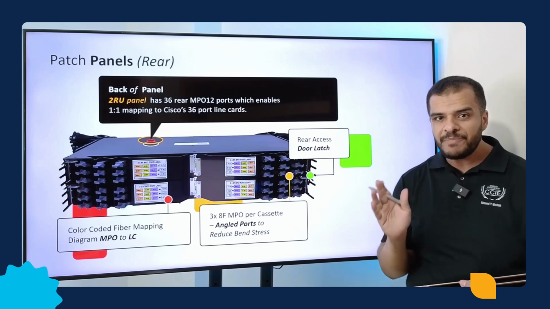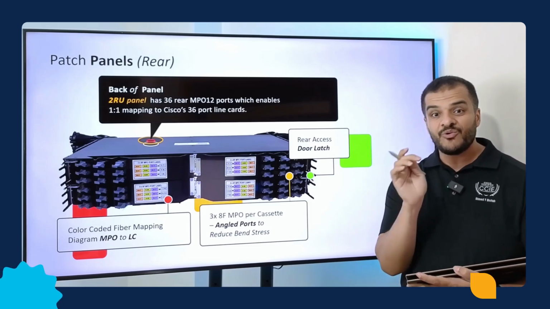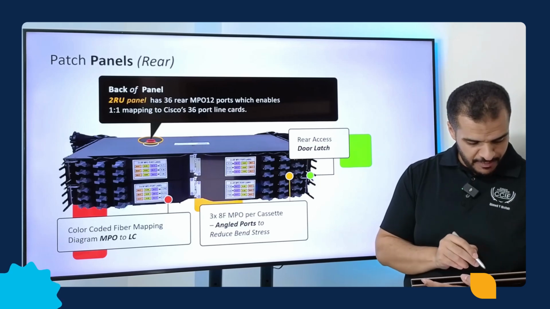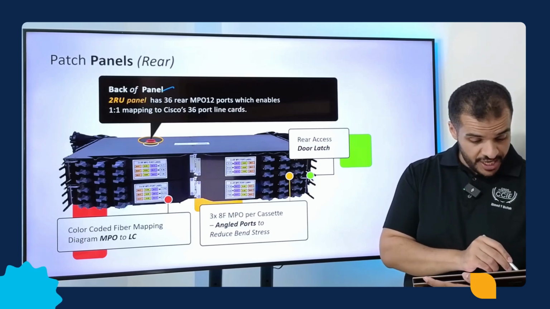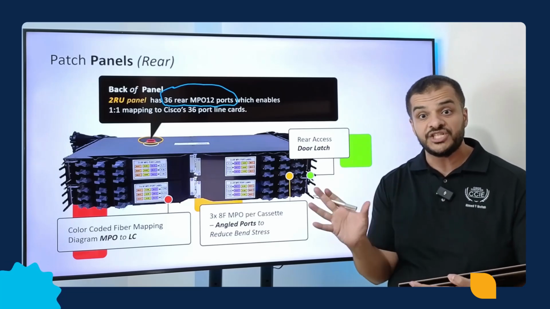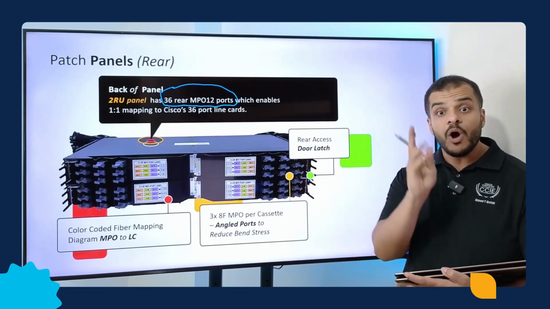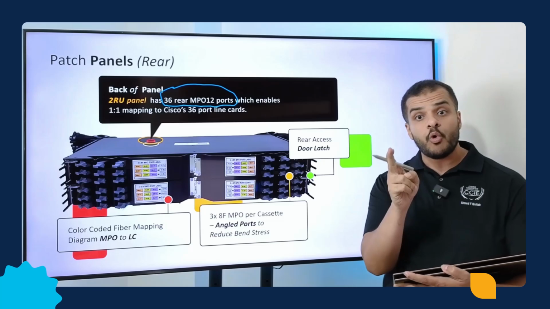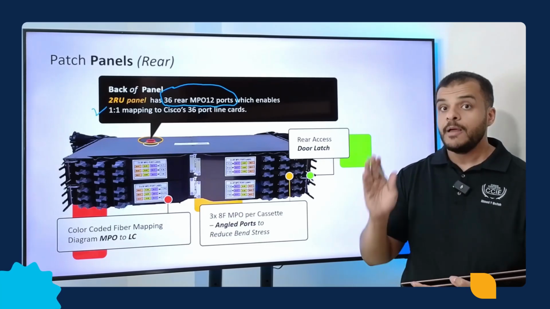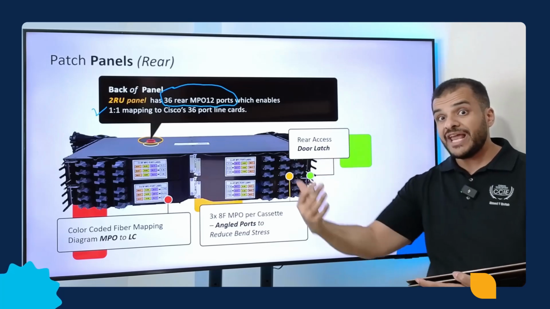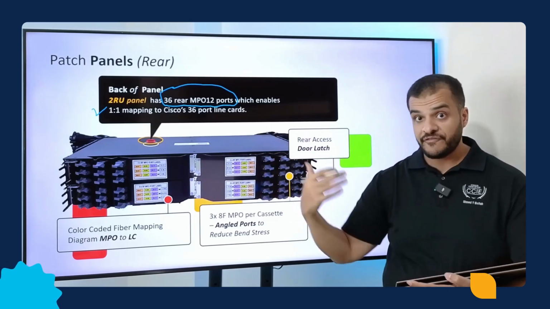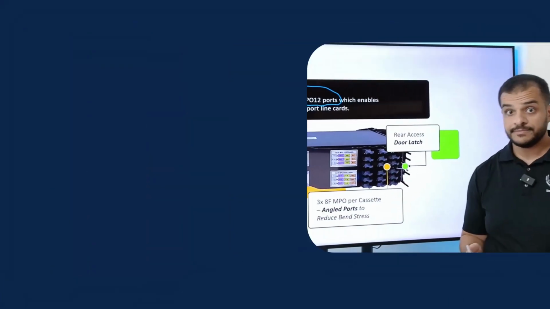A 2-rack unit panel has 36 rear MPO12 ports. That's one magnificent feature within this patch panel, with a one-to-one mapping to the 36-port line card. It's a one-to-one mapping. Okay, that's quite magnificent when it comes to creating that kind of connectivity or organization between the cables in different racks.